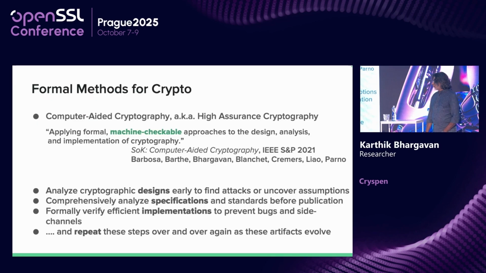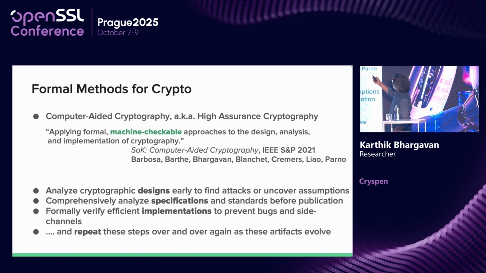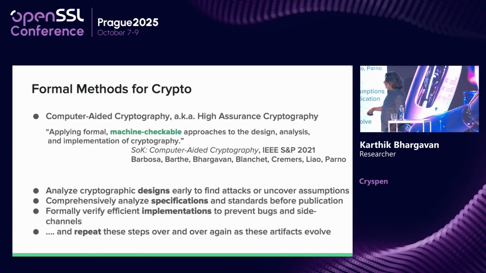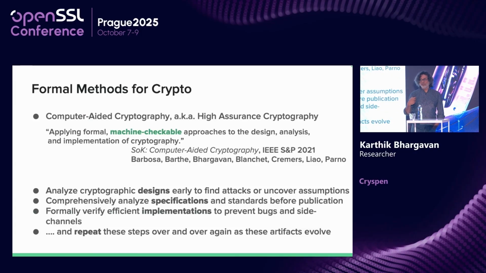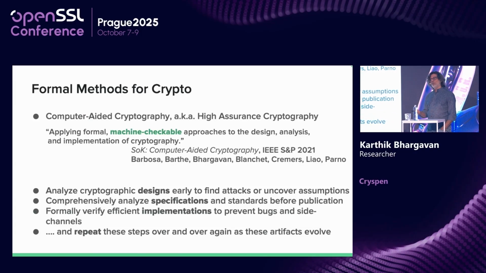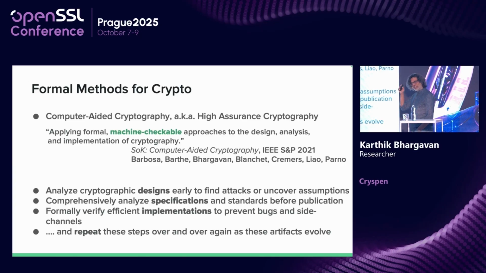So what is formal methods? What is high assurance crypto in the sense that I use it? It's also called computer-aided cryptography. Typically, what we mean is, can you do proofs, formal proofs, mathematical proofs about your cryptographic system in a way that can be checked by a machine? So machine checked is kind of an important aspect of this.